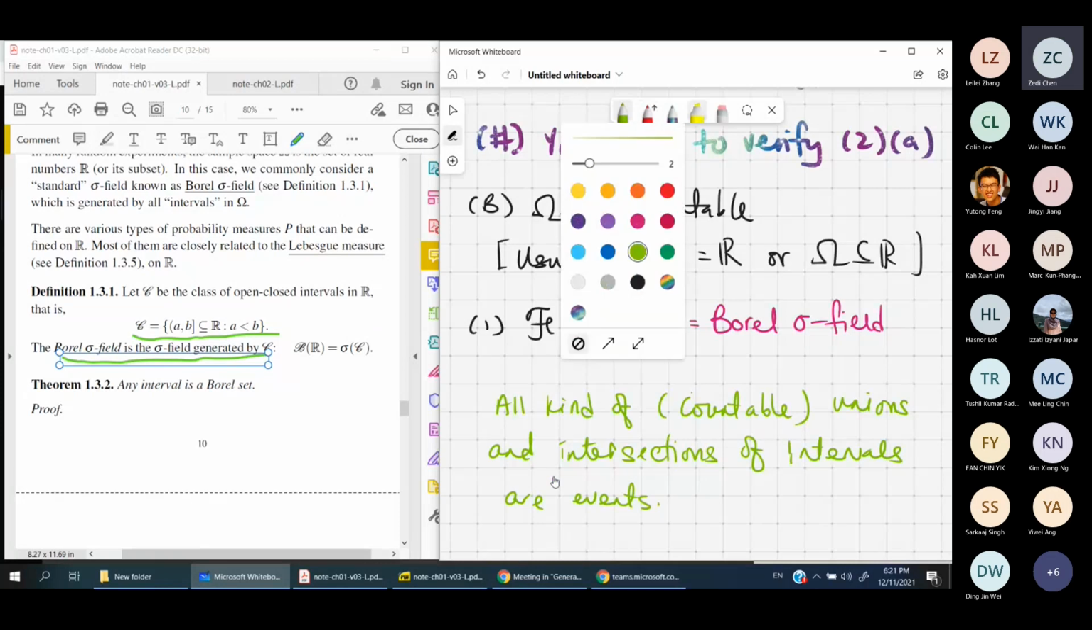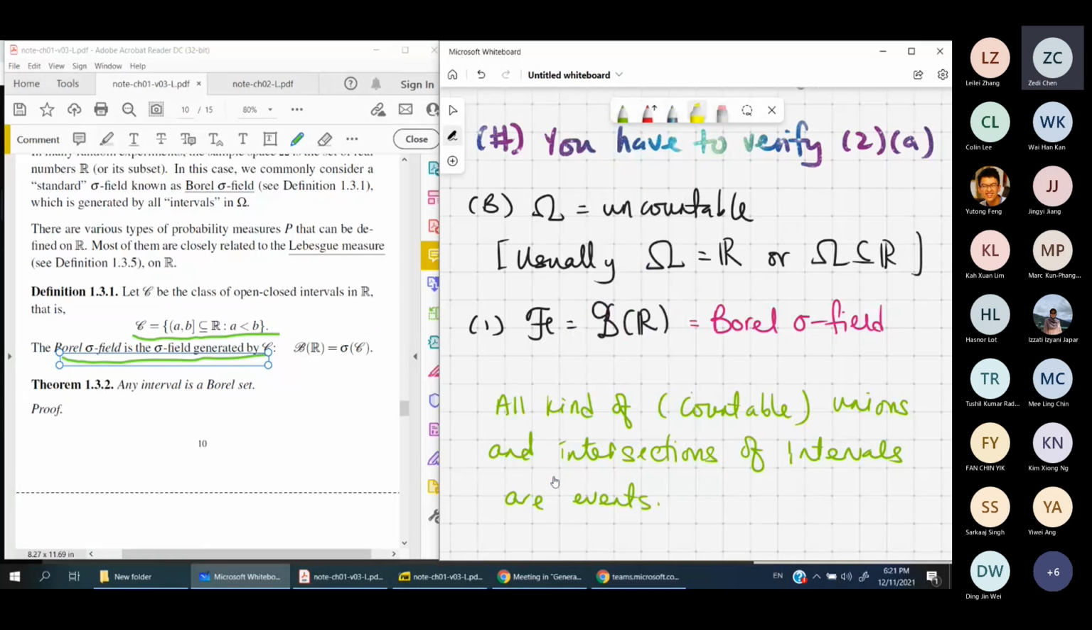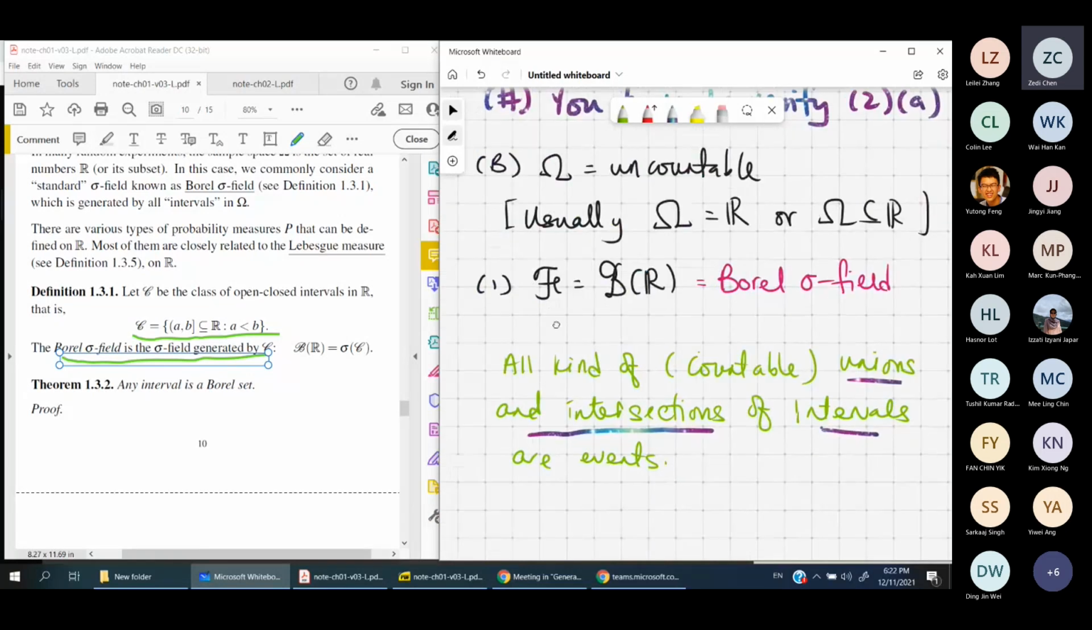So you may put it in this way: in fact, you may assume everything is an event. It can always be expressed as unions and intersections of some kind of interval. That means you take any interval, and then you take unions or intersections, and the output will be an event. So at least you have some idea how an event looks like. This is the sigma field that we're going to use.